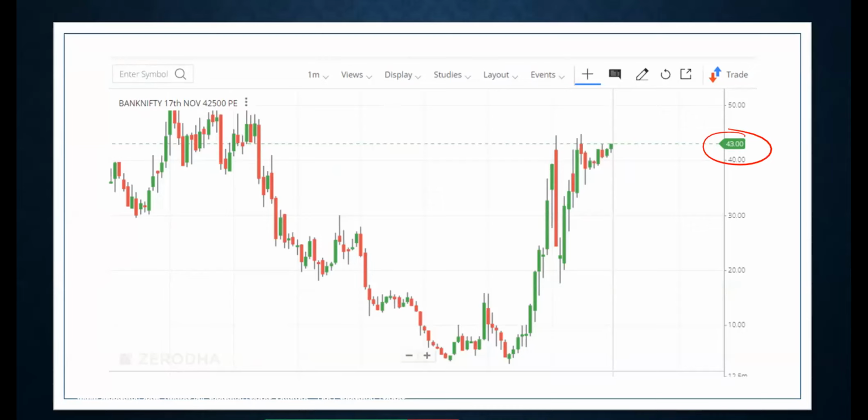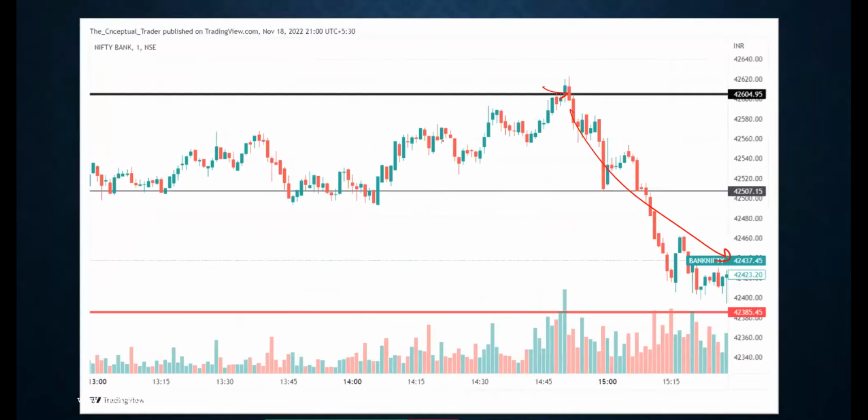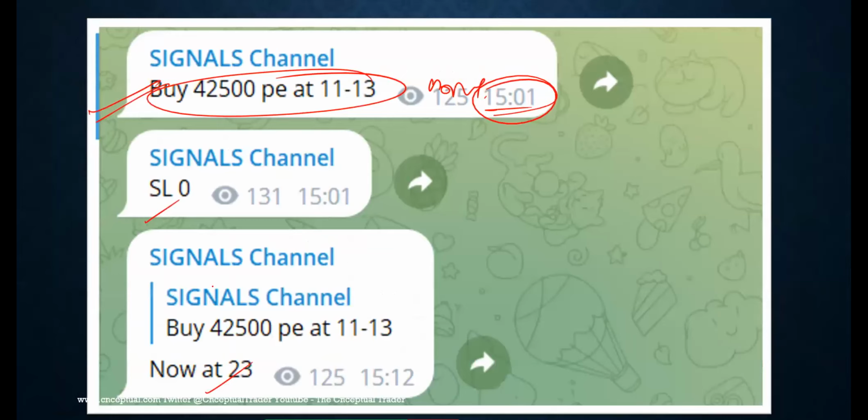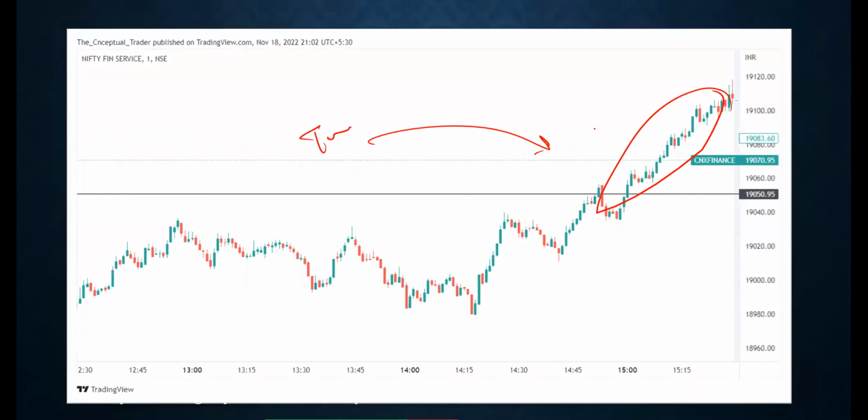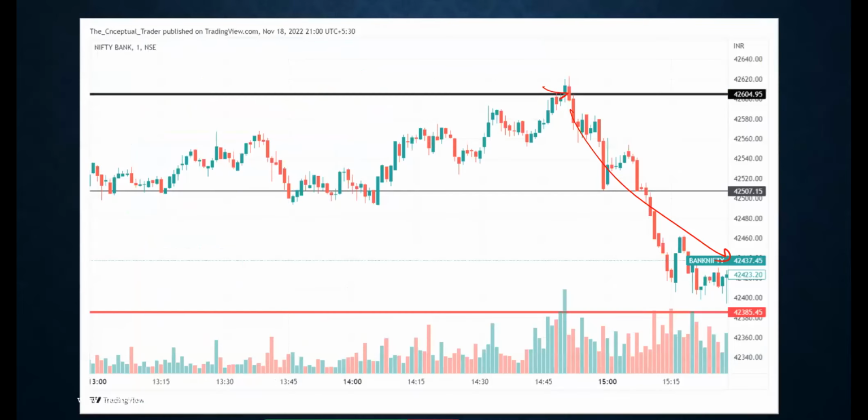So how can you take these kinds of trades? How I decided the entry point, how I decided the strike, and most importantly, how I decided the direction. How I decided that Fin Nifty can go upwards from here, and how I decided that Bank Nifty can fall down from here. These burning questions I'll be answering in this webinar session.